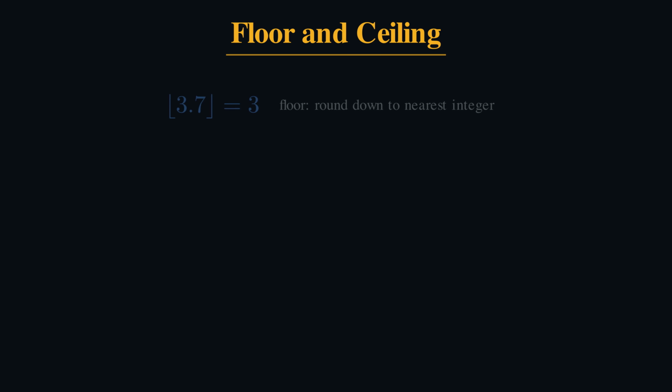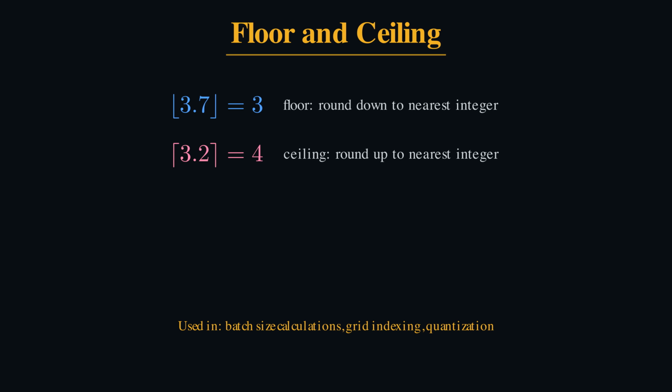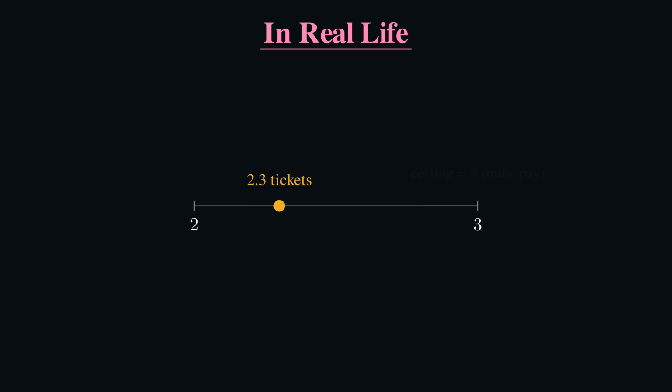Last two quick ones. Floor and ceiling. Floor rounds down. 3.7 becomes 3. Ceiling rounds up. 3.2 becomes 4. You see these when papers compute how many batches fit in an epoch, or when they quantize continuous values into discrete bins. Real life. You cannot buy 2.3 movie tickets.